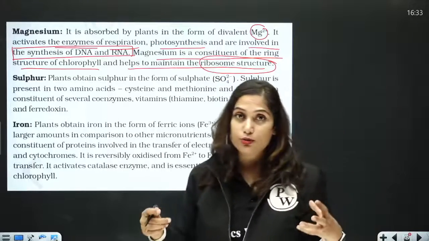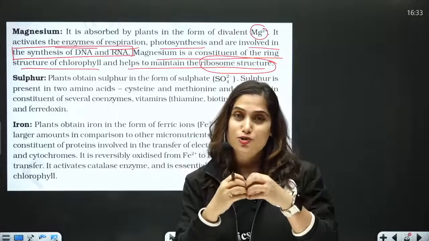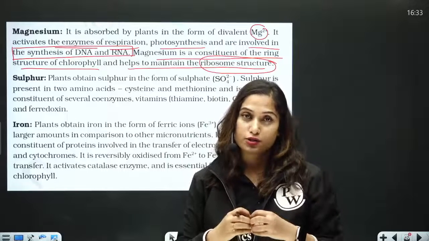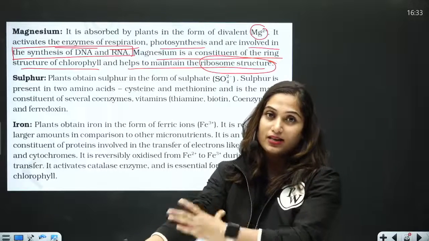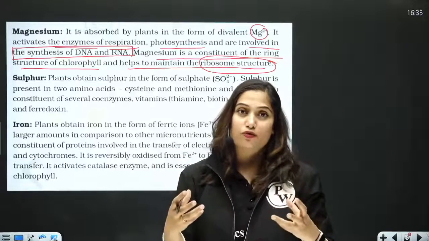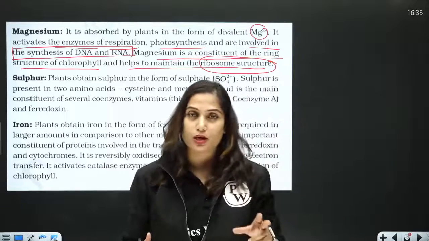The two subunits of the ribosome, the shorter and the larger one, get attached due to a critical concentration of magnesium ion in the cell. At a particular concentration of magnesium ion in the cell, the structure of the ribosome gets maintained. So look into my eyes and learn the functions of magnesium.